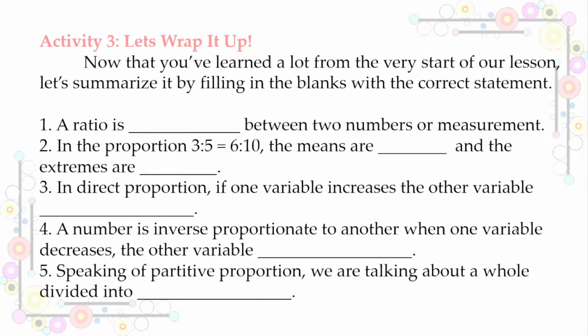Okay? So let's have number 1. A ratio is blank between 2 numbers or measurements. So the answer is comparison. Okay? So in number 2, in the proportion 3:5 equals 6:10, the means are 5 and 6, and the extremes are 3 and 10. Okay? So for number 3, in direct proportion, if one variable increases, the other variable increases also. Okay? So for number 4, a number is inverse proportionate to another when one variable decreases, the other variable increases. Okay? So kabalik rin siya ni direct.